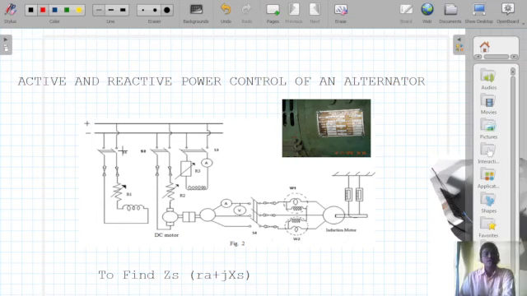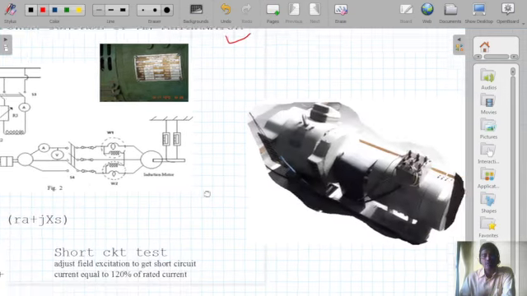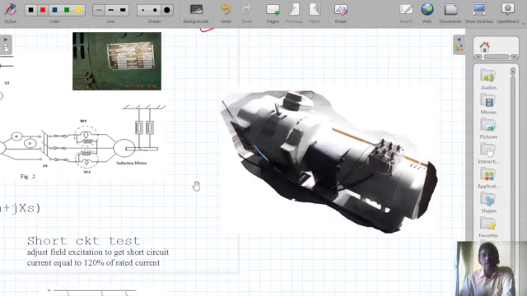Today we will conduct a test on active and reactive power control of an alternator. Now in our power system lab there is an alternator of around 3 kVA which is coupled with a DC shunt motor.